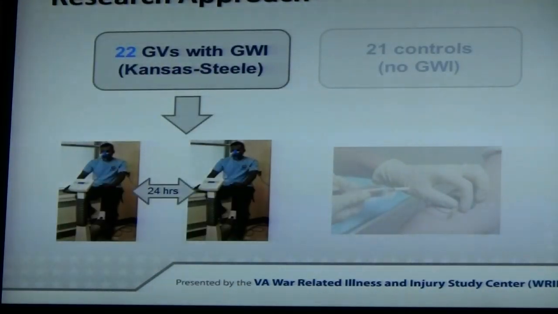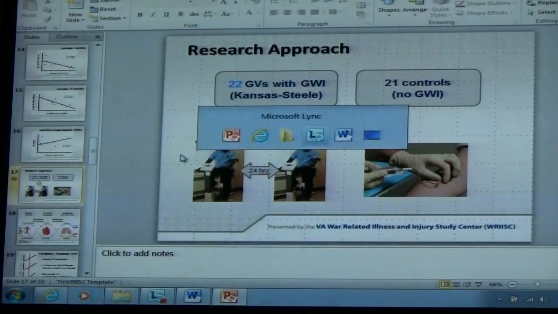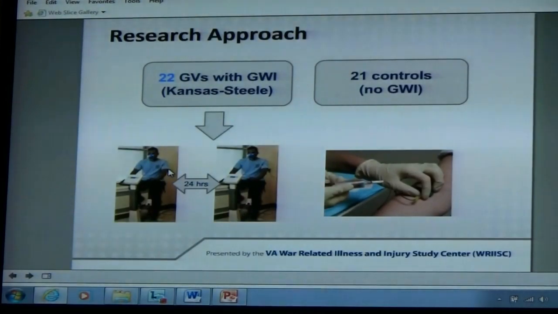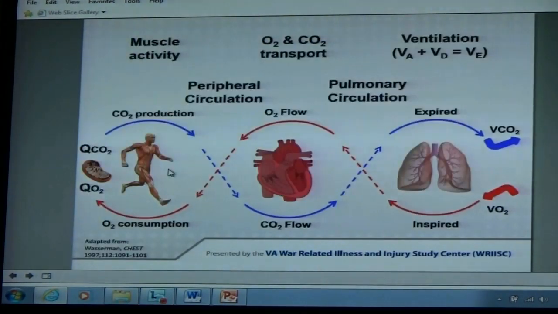I'm going to follow up that with some brief exercise data. So this is completed data we have right now on 22 global veterans with global illness. There's control, I'll present that in a minute. So to step back just briefly on why we're interested in the exercise data as well.